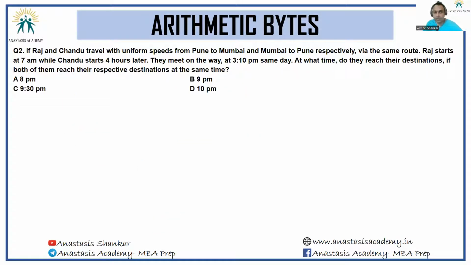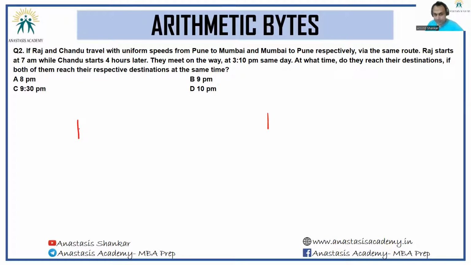Answer has to be 8 for this question. Next, if Raj and Chandu travel with uniform speeds from Pune to Mumbai and Mumbai to Pune respectively via the same route, Raj starts at 7 a.m. while Chandu starts 4 hours later. They meet on the way at 3:10 p.m. the same day. At what time do they reach their destination if both of them reach their respective destinations at the same time? Now, this is a fun twist on a very common problem setup that people know.